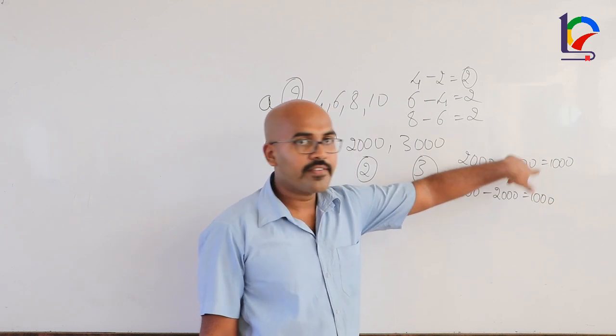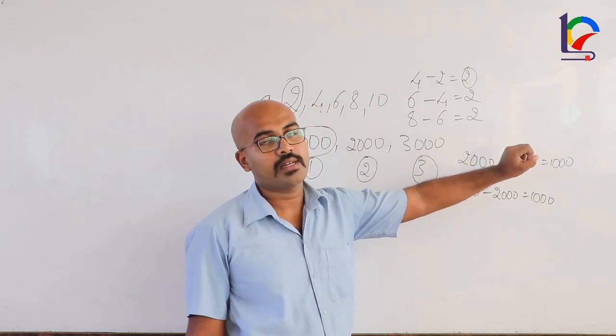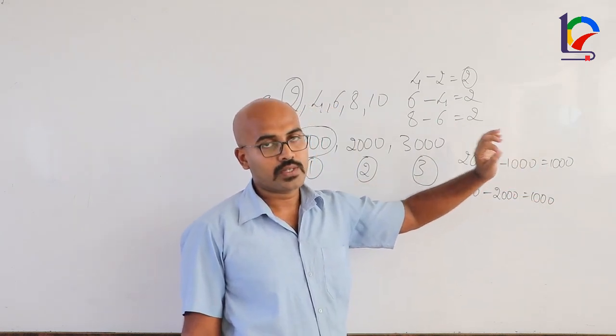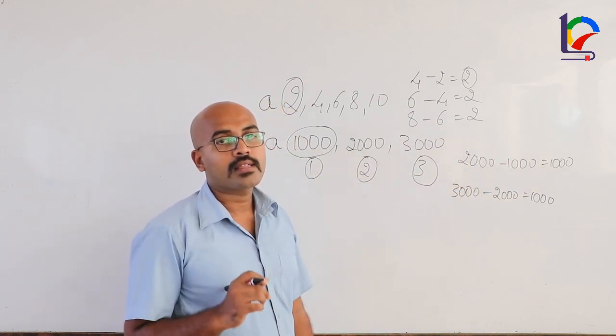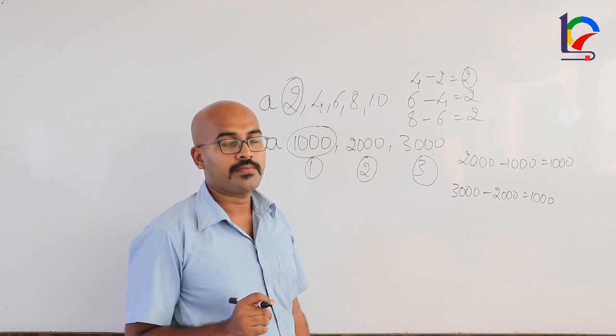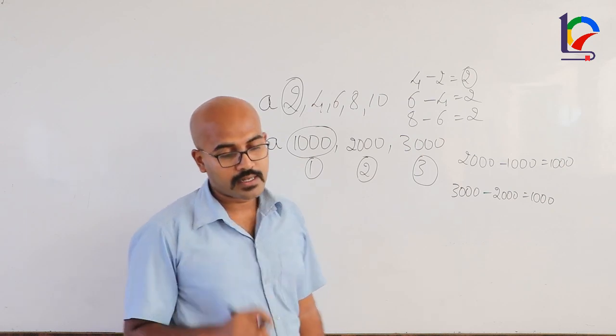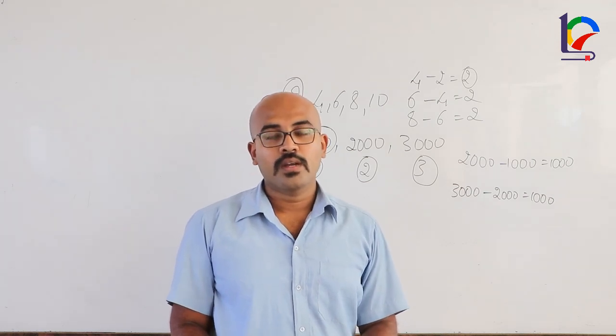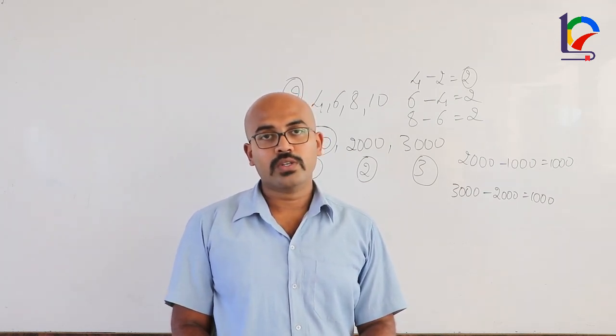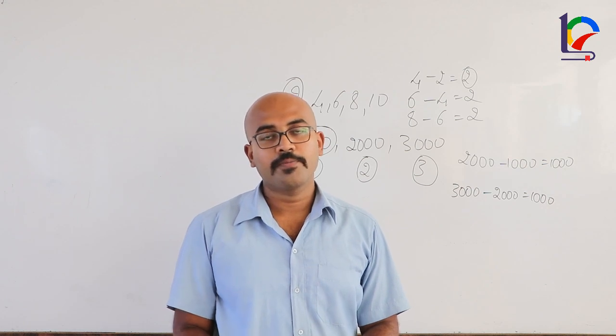So if you see the common difference in both the cases, it is the same, that is 1000 rupees. So hence this is also an arithmetic progression. There are some other progressions like geometric progression and others. For now you need to only focus on arithmetic progressions.